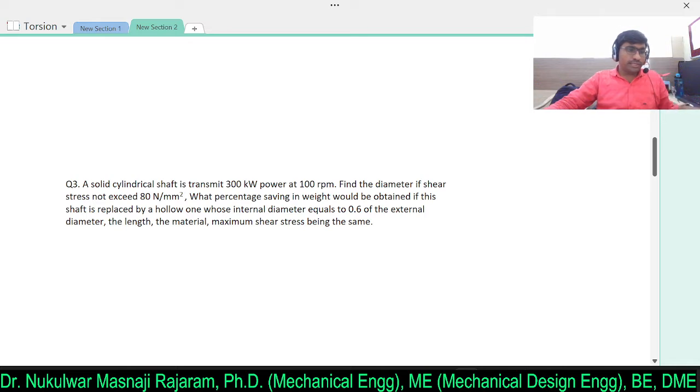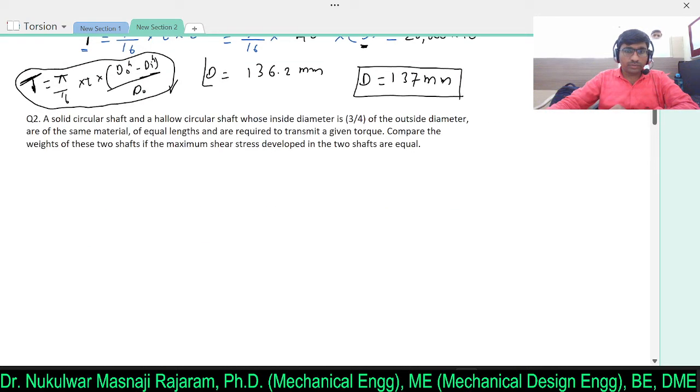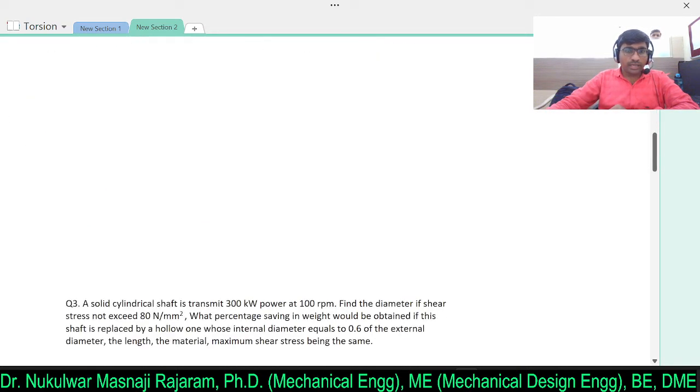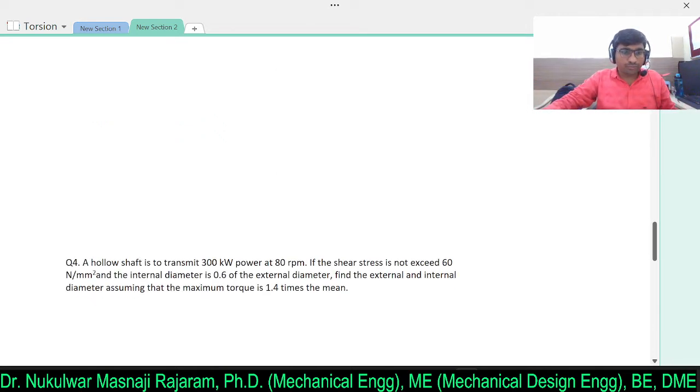A solid cylindrical shaft, both are the same. Now here I will consider this one numerical. So the previous one is also a similar one, this one and this one. A small change is there, we will see that small change and then we will solve these numericals.